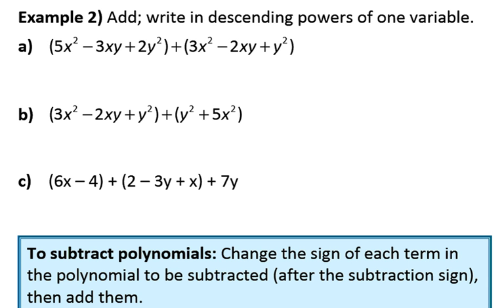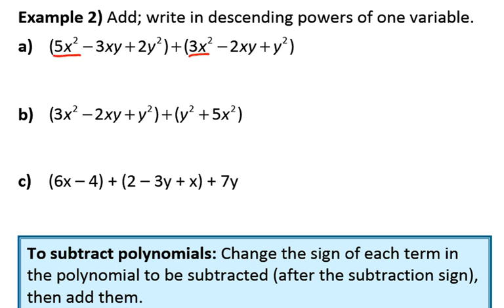Okay, so for example 2, we're actually going to do the exact same thing, but it looks a little different. For part A, we have 2 different polynomials in parentheses that are being added together. But if you're adding them together, all you have to do is look for like terms, just like we did before. So I'm going to do the same thing with my colors. I'm going to start with the first term, x squared, and look for another x squared, which doesn't happen till 3x squared.